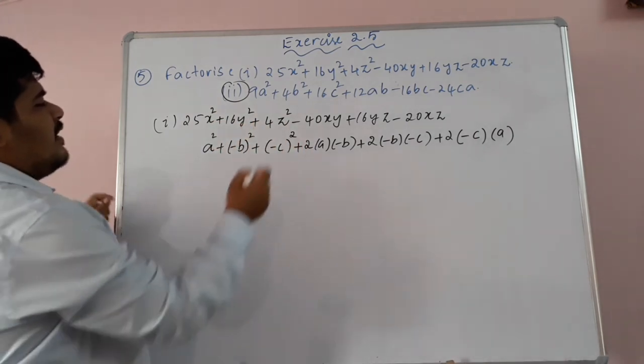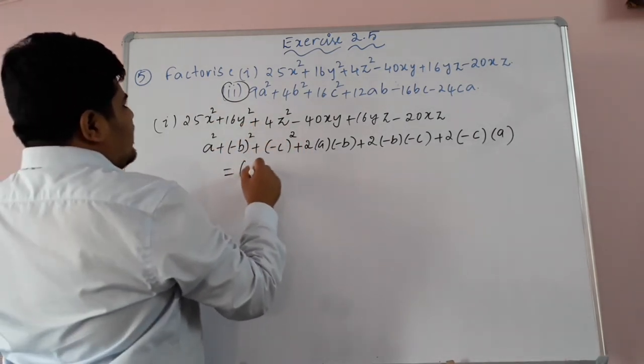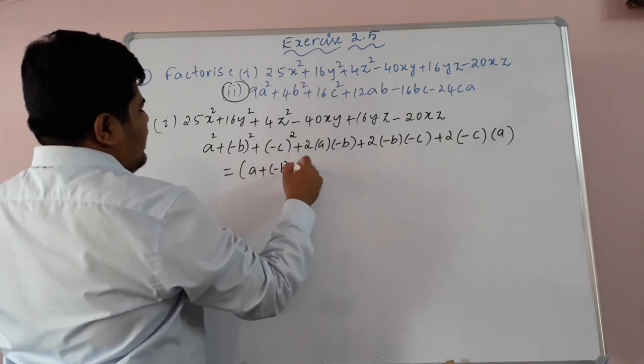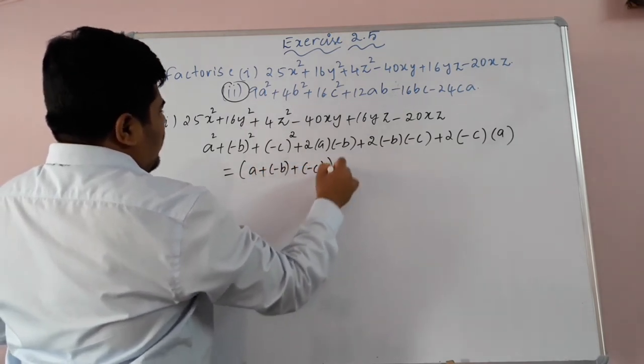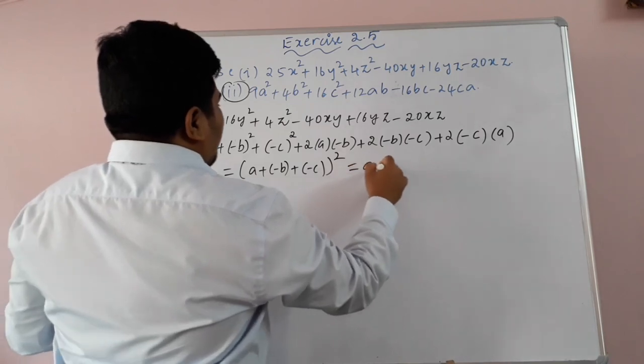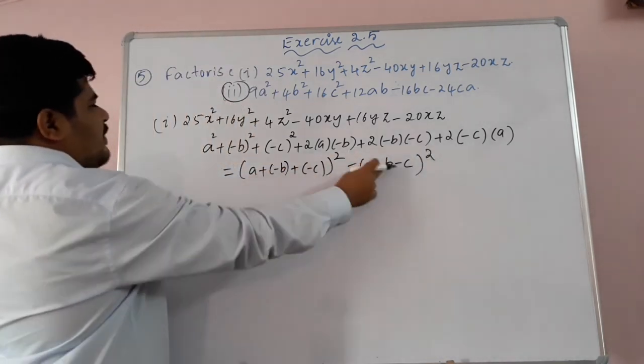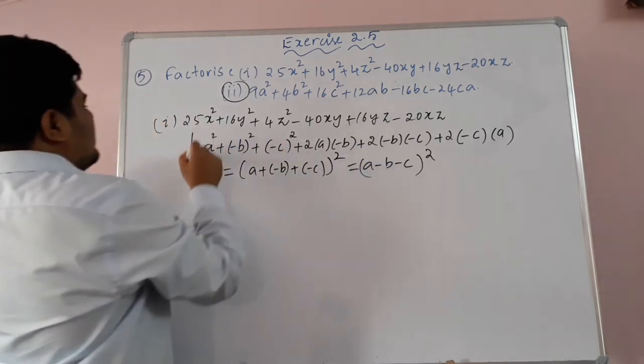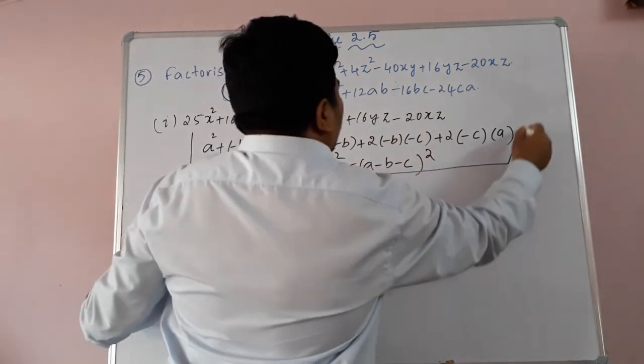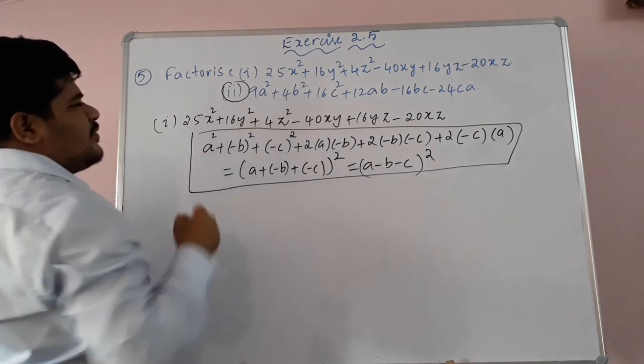So that can be written as either a plus of minus b plus of minus c whole square, or a minus b minus c whole square, because plus into minus is minus. So children, this is the logic we need to use.